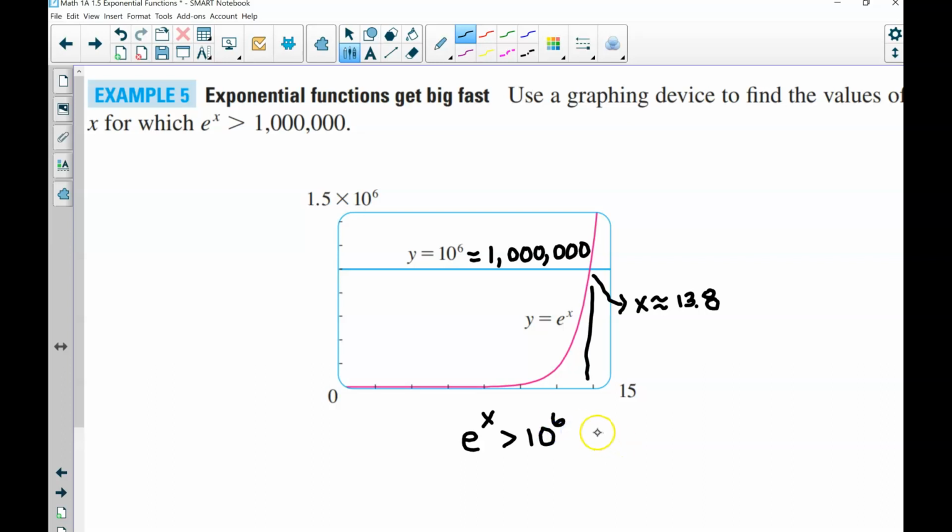and what does that tell us? That tells us when x is greater than 13.8. So anything above 13.8 means that e to the x is going to be greater than that horizontal line. It is perhaps surprising that the values of the exponential function have already surpassed 1,000,000 when x is only 14.